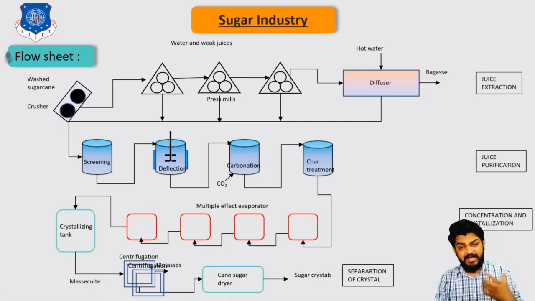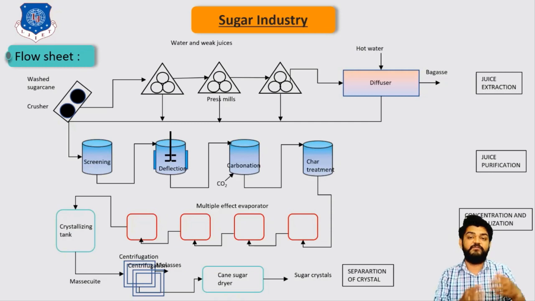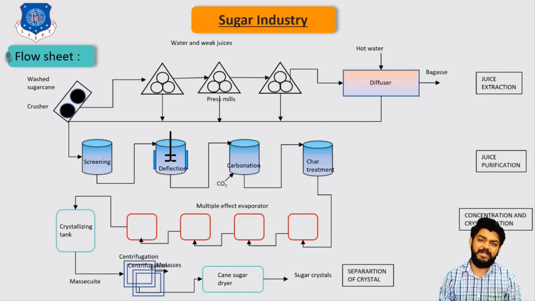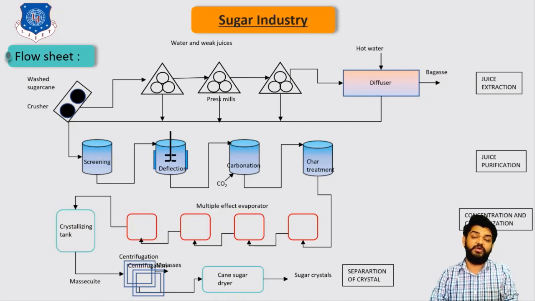So by now we are concentrating sugarcane juice from 85% to 40%. That means we are removing the majority of the moisture in this evaporation unit, right? Then the slurry is sent to the crystallization tank, in which we operate the crystallization at around 57 degrees Celsius, and the crystals of sugar are formed.